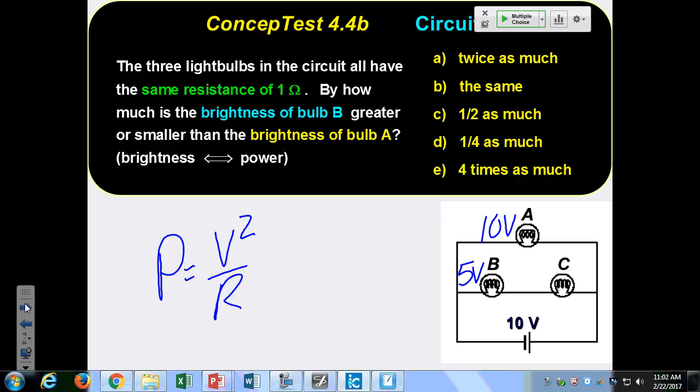It turns out, by the way, that P is equal to VI, right? I have half the voltage. I also have half the current. So that's where you get that quarter, but you just sort of have to think about it a little bit more. What is the current? What is the voltage? How are those different?